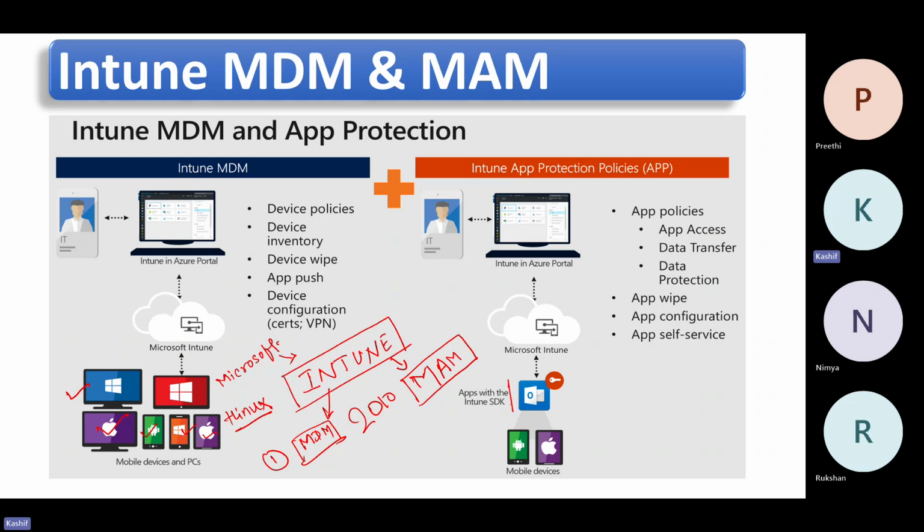Similarly, you can manage mobile applications. For example, Outlook policy, data protection policy, data transfer policy, we can create. So two things are needed for Intune: MDM and MAM, mobile device management and mobile application management inside the devices.